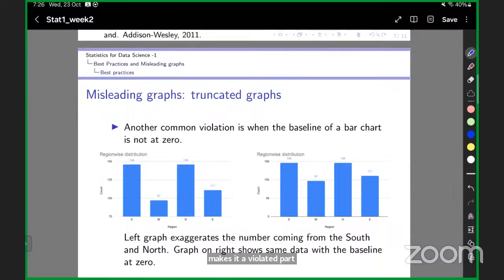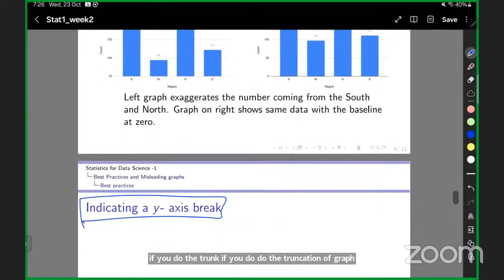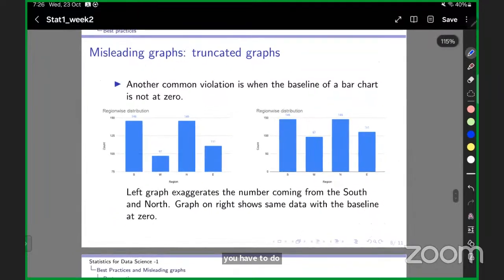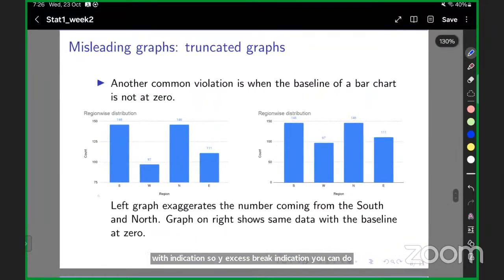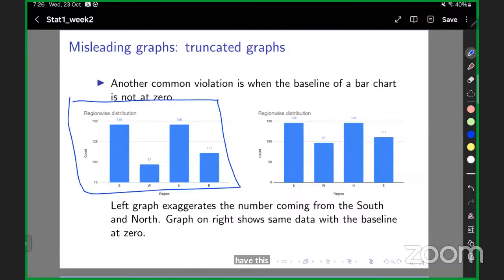What you shouldn't do is truncate the graphs. If you do truncate a graph, you have to do it with indication. A y-axis break indication you can use, but generally you should not break the graph. If I have this data, which is breaking the baseline, there is no baseline in this. The baseline is not starting from zero. Then it looks like this is a huge difference, but in reality it's not. It just looks normal.